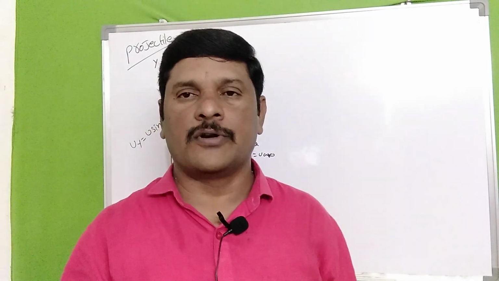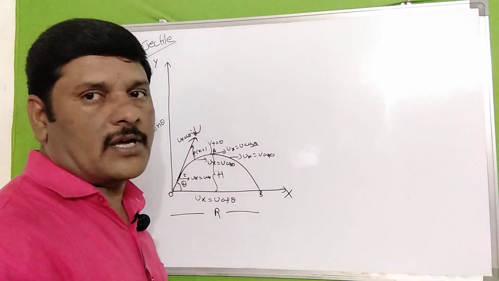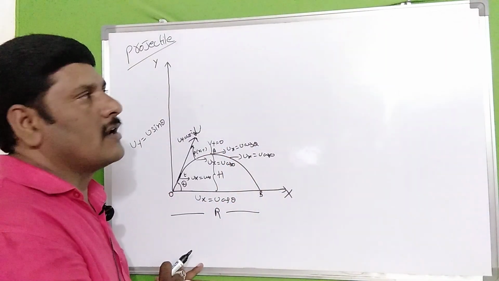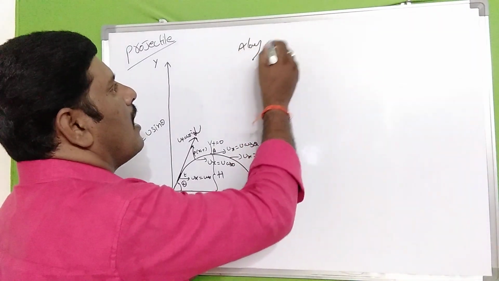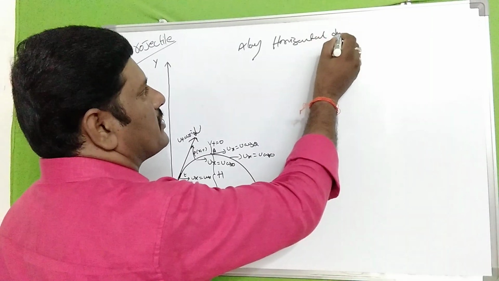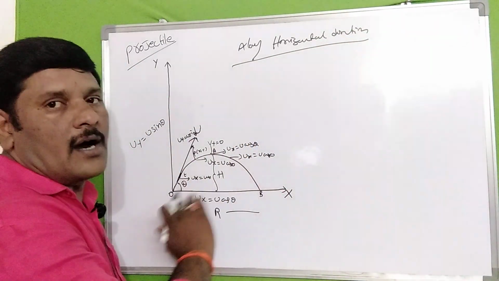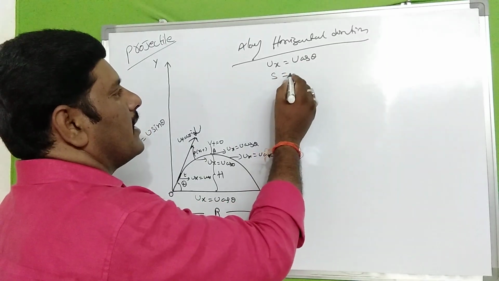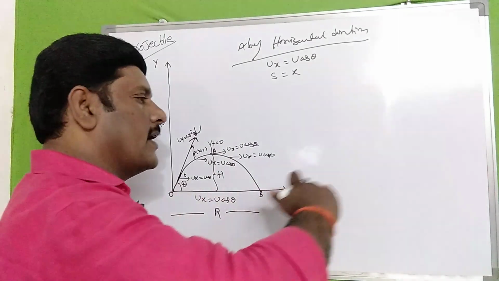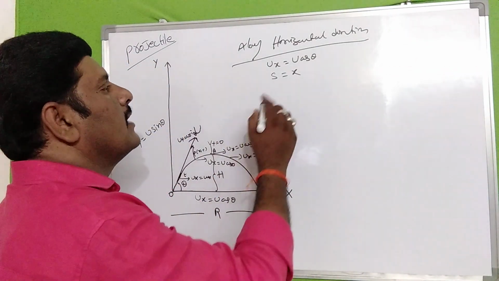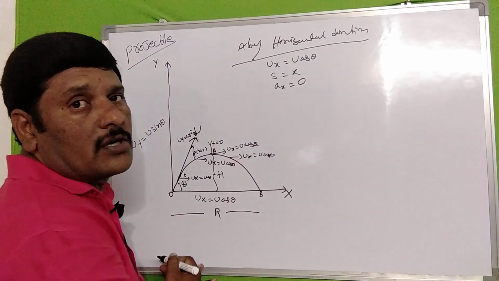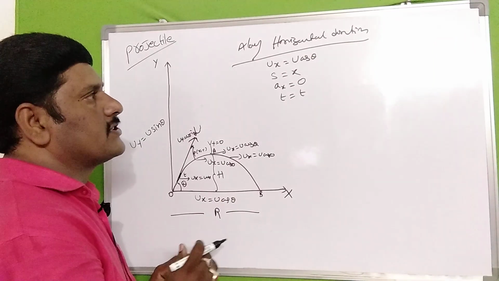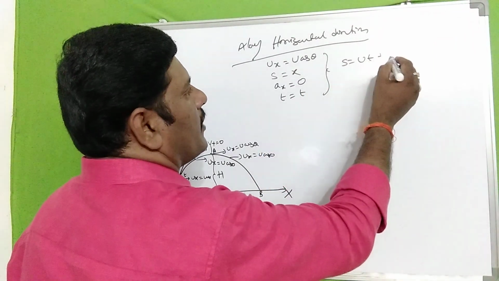Now we discuss the path followed by the body, which we prove is a parabola. Here we observe that the body moves in two dimensions, along the horizontal and along the vertical components. Along the horizontal direction, the initial velocity of the body is ux equal to u cos theta. S is x, the displacement along the horizontal direction, and ax, the horizontal acceleration, equals 0, and time equals t. So from the motion we take the relation S equal to ut plus half at square.